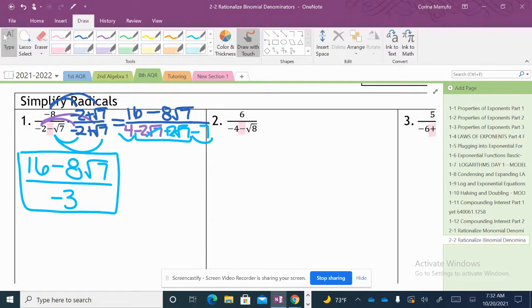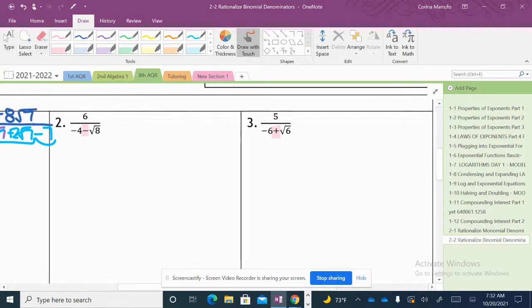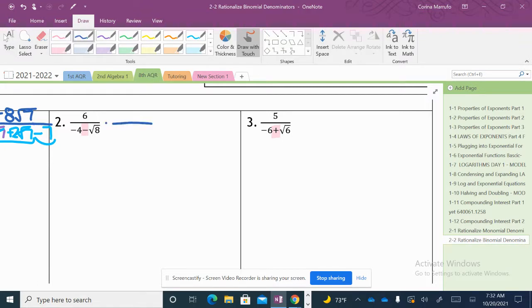Okay, so let's go ahead and try another one. Here we multiply by what we call the conjugate. So we do -4, and the square root of 8 stays the same. But instead of having the minus sign in between, we're going to have a plus sign in between. That's what's going to make the square root cancel.